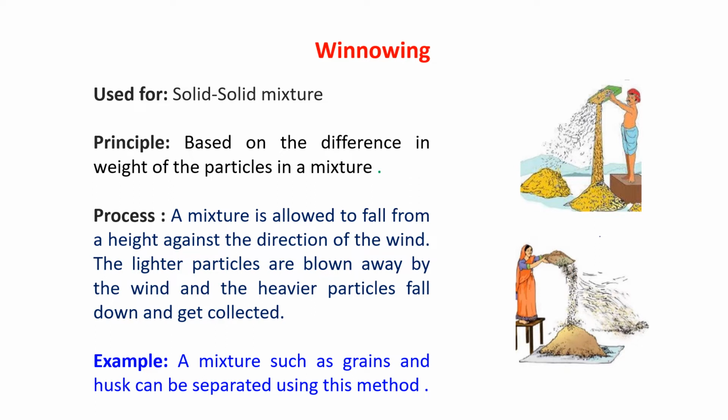Winnowing. It is also used for separating solid-solid mixture. The principle is based on the difference in weight of the particles in a mixture. A mixture is allowed to fall from a height. You can see the picture. The mixture is allowed to fall from a height against the direction of the wind. That is very, very important: against the direction of the wind. The lighter particles are blown away by the wind and the heavier particles fall down and get collected.